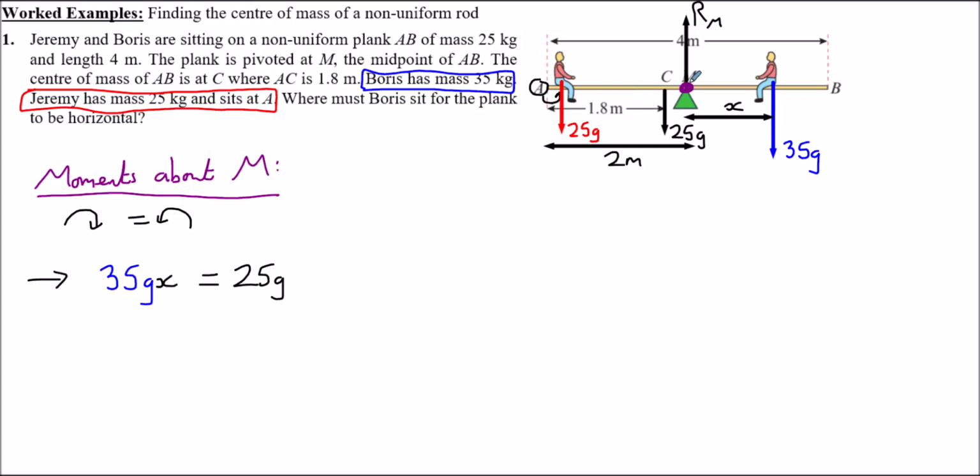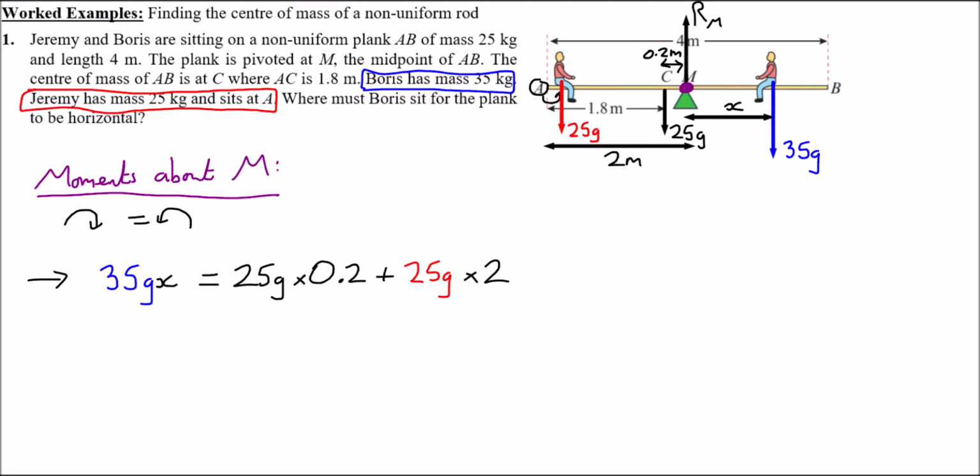Now, M is the midpoint of the plank, which is 4 meters long. If from A to C is 1.8 meters, then this tiny distance here will be 2 minus 1.8, which is 0.2 meters. And so the moment due to the 25g force will be 25g multiplied by 0.2. And the moment due to Jeremy's weight will be 25g multiplied by the distance of the line of action of Jeremy's weight from the centre. Well, from A to M is 2 meters.